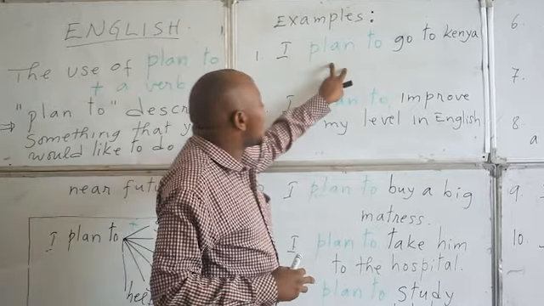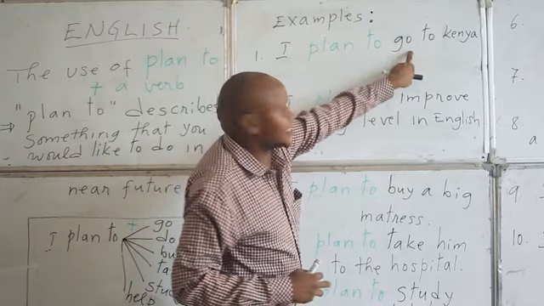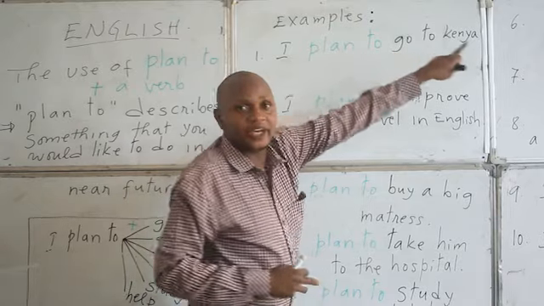When you say I plan to go, you see that they go together. I plan to plus a verb. I plan to go to Kenya.